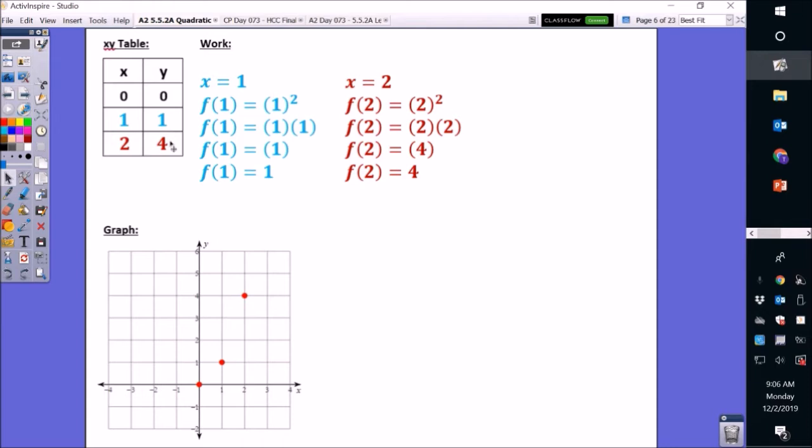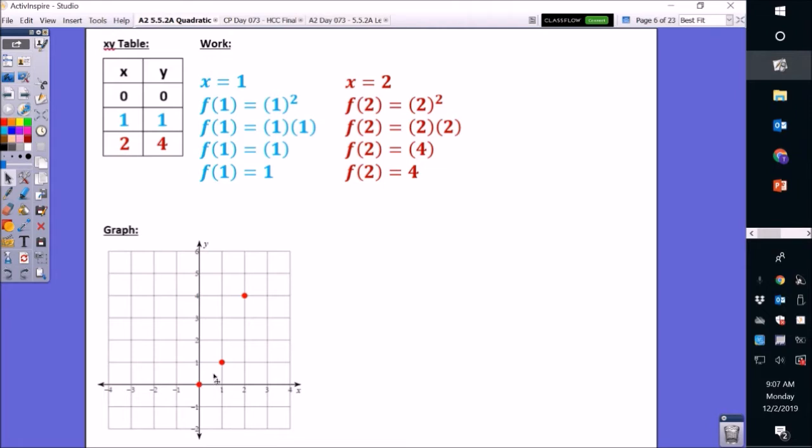So once I fill up my y values and make my 3 coordinate points, I'm just going to plot on a graph, which is shown right here. So here's the vertex (0, 0). Here's my second point (1, 1). And then here's my third point (2, 4).